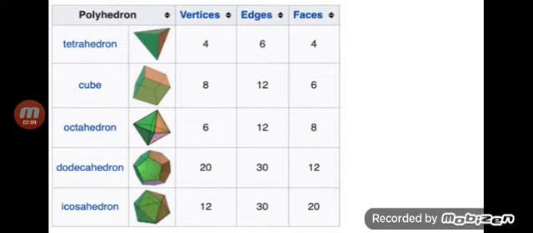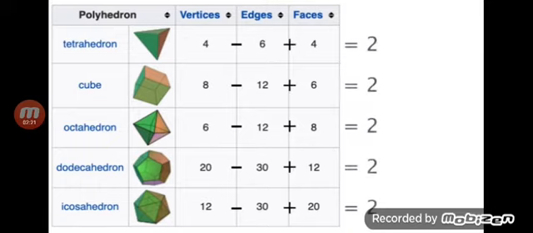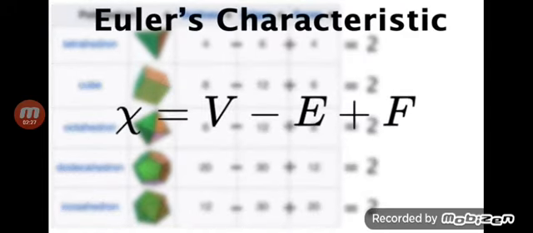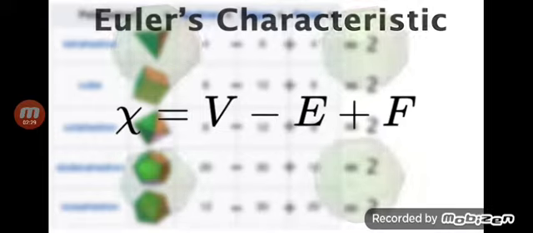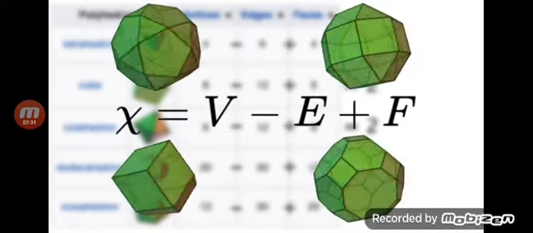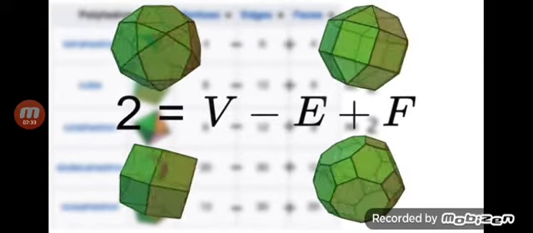Take a look at the vertices, edges, and faces of each solid. There's something these all have in common, and it's not obvious at first. But if we subtract the edges from the vertices and then add the number of faces, in each case the value comes out to 2. This relationship of vertices minus edges plus faces is known as Euler's characteristic. Yes, another one of his. And it turns out for any convex polyhedron, Euler's characteristic is 2.